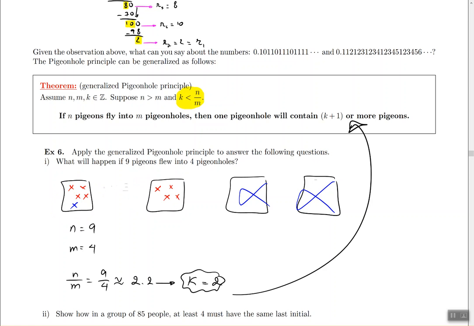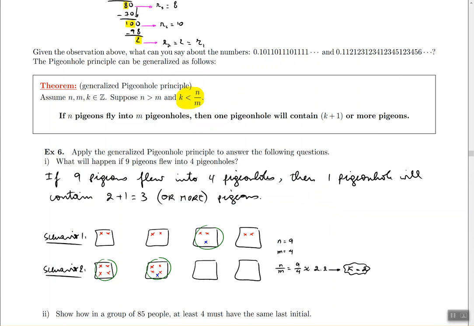Okay, so let's summarize what we just wrote. If 9 pigeons flew into 4 pigeonholes, then one pigeonhole would contain 2 plus 1, which is 3 or more pigeons. I described 2 scenarios. In scenario number 1, the 3rd home is going to have 3 pigeons, which is the house we're looking for. In scenario 2, the 1st and 2nd home both have 3 or more pigeons. That's not wrong. That's not a problem. The pigeonhole principle just says that at least one home is going to have at least 3 pigeons. And where did the 3 come from? It's because 2 plus 1, that's what the rule says. And 2 is the largest integer that's less than or equal to 9 divided by 4.